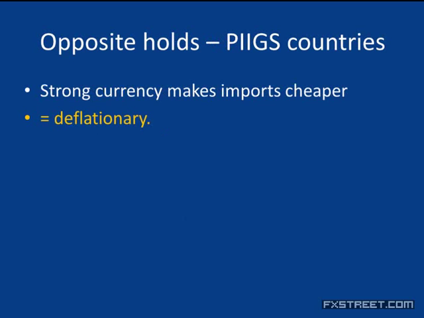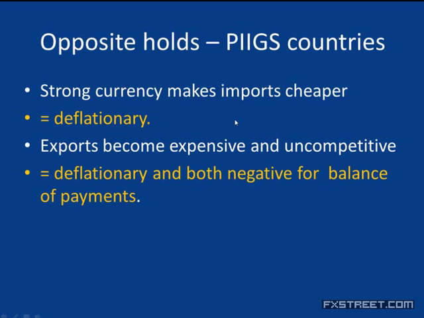But let's look at the exact opposite that can happen with a currency that ends up strengthening. That's certainly been the effect of what has been going on with the PIGS countries, those European countries: Portugal, Italy, Ireland, Greece, Spain, and so on. Whilst their economies have been collapsing, their currency, their euro, has been remaining incredibly strong. So it's deflationary for them. That's number one. The exports that they attempt to export are going to be expensive and uncompetitive, and the net result is that they're going to export less and less and less. That is going to be deflationary for them.